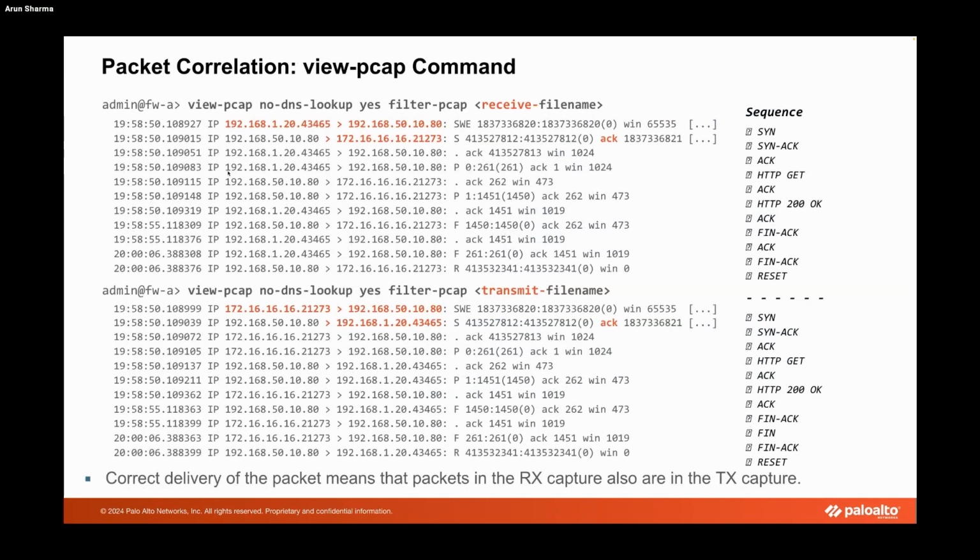Okay, if you ever plan to view a PCAP in the CLI, you can do that: view-pcap, no-dns-lookup yes, filter-pcap, and the file name. So in this case, we can see that 1.20 is trying to talk to 50.10. So that's a SYN. But for the return traffic, I see a different IP. So 50.10 is talking to 16.16, not 1.20. So why is that? It's because of the NAT. So NATting is happening and the response is coming for this.